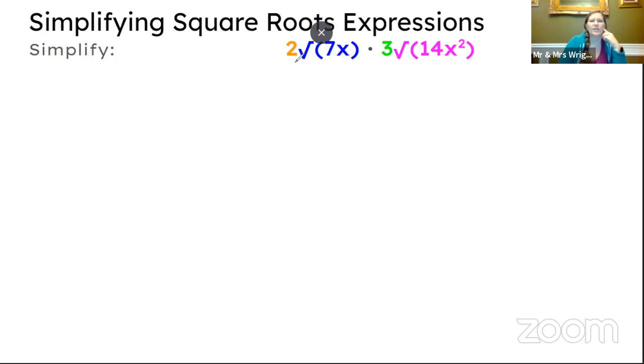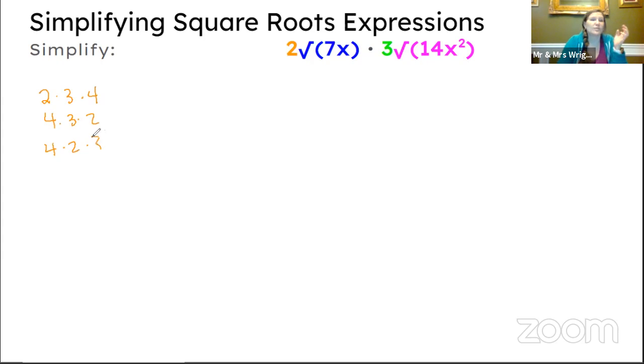Here we have an expression of 2 times radical 7x times 3 times radical 14x squared. So I'm going to rearrange this because with multiplication, you know that 2 times 3 times 4 is the same thing as 4 times 3 times 2 is the same thing as 4 times 2 times 3, and so on. And so order is not important when we're multiplying, as far as it having to be done in a specific order. Order is important in the sense that we need to put it in the order that makes it easier for us. So we're going to start with the coefficients.